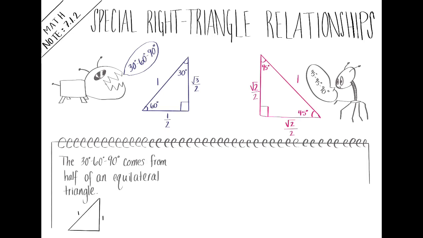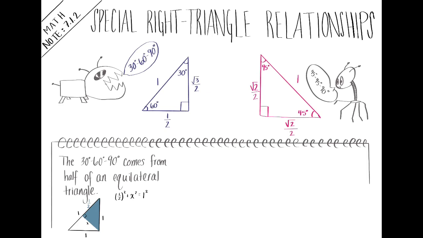I quickly just want to go over where they came from. So the 30, 60, 90, it just comes from half of an equilateral triangle. So let's say you had a triangle where all three sides were of length 1. If we cut this triangle in half, we end up cutting one of the sides into half.